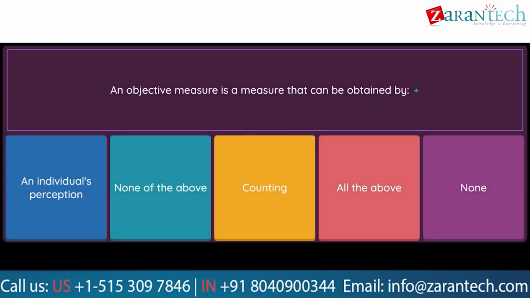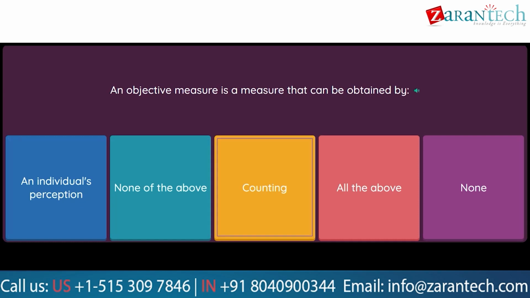Question: an objective measure is a measure that can be obtained by Option 1, an individual's perception. Option 2, none of the above. Option 3, counting. Option 4, all the above. Option 5, none.